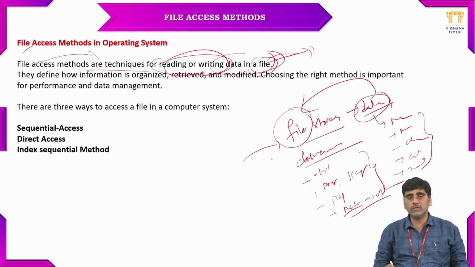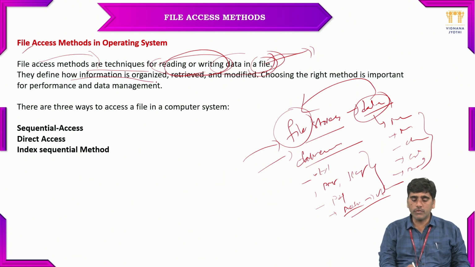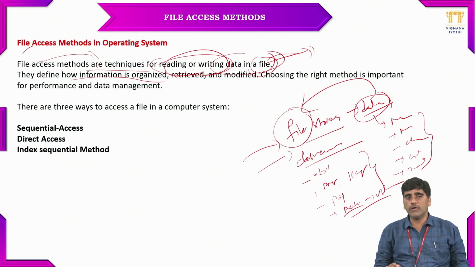Now the files are stored, but how can we access that file? These file access methods define how the file information is organized, retrieved, and modified. How can we organize the data, how can we retrieve the data, how can we modify the data? Choosing the right access method is important for performance and the data management process.